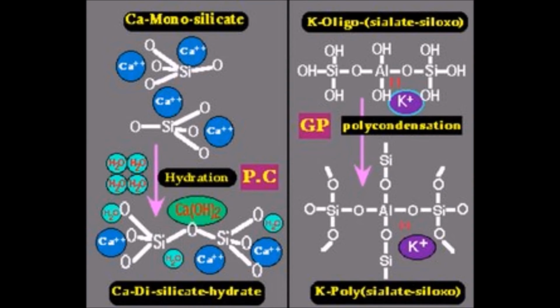The left picture shows the hardening of Portland cement through hydration, while the right figure shows the hardening of geopolymer cement through polycondensation.